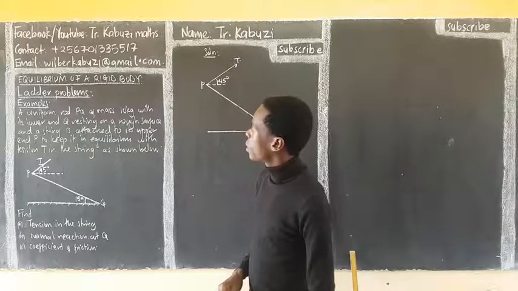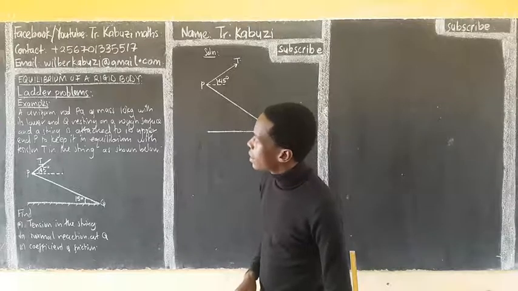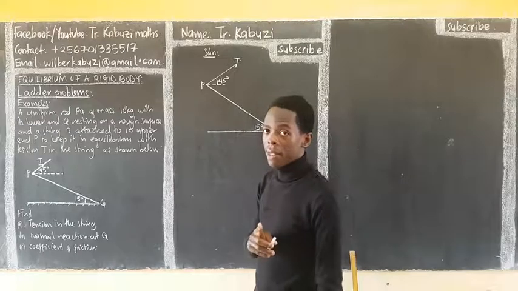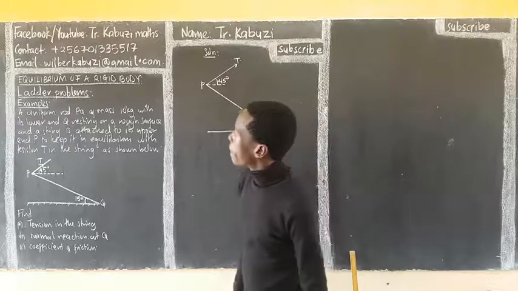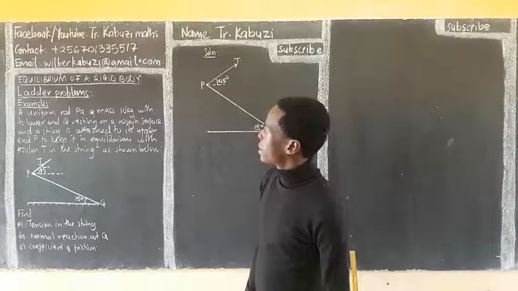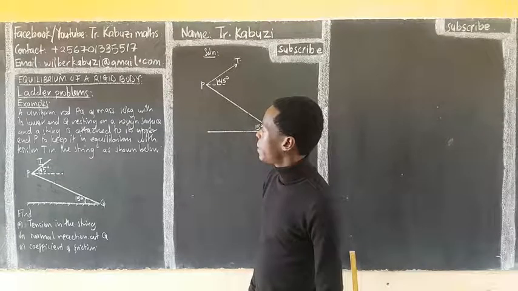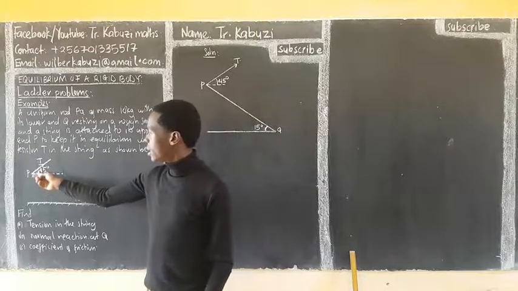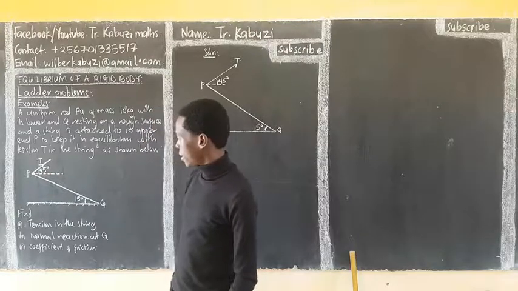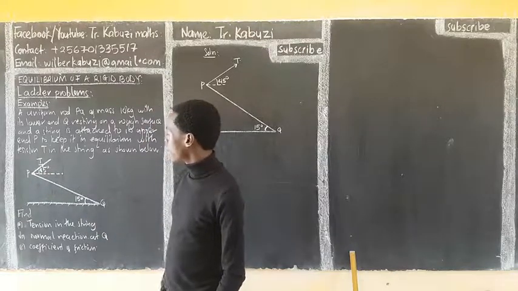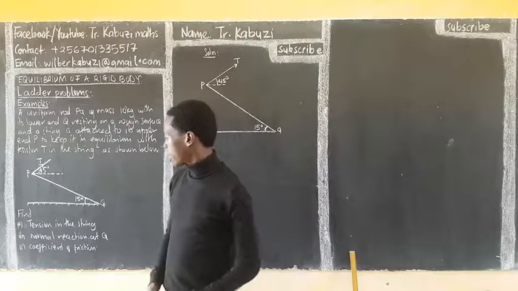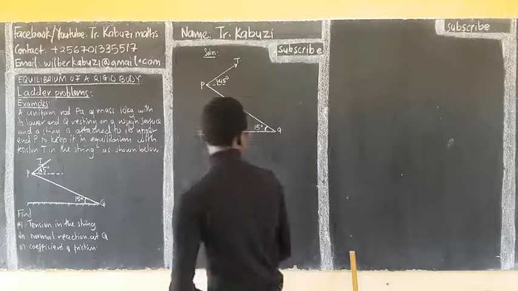Here I can see this one: a uniform rod PQ of mass 10 kilograms with its lower end Q resting on a rough surface. Rough means we have friction at Q. A string is attached to its upper end P to keep it in equilibrium, with tension T in the string, as shown below. The rod is at 45 degrees to the horizontal, and this angle is 15 degrees, as you see. Find the tension in the string, the normal reaction at Q, and the coefficient of friction.